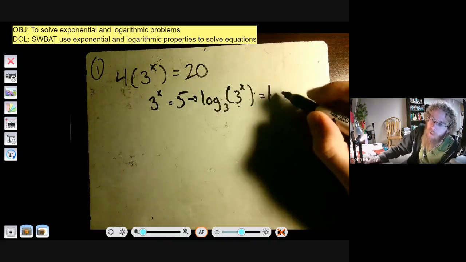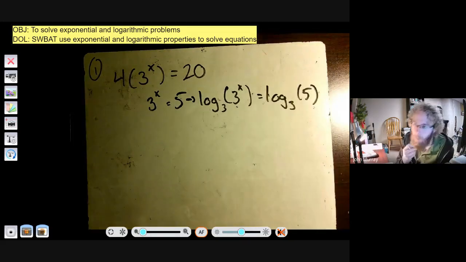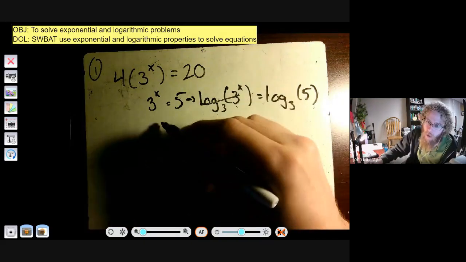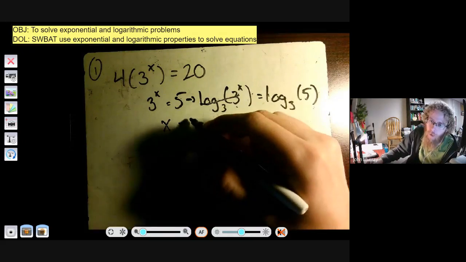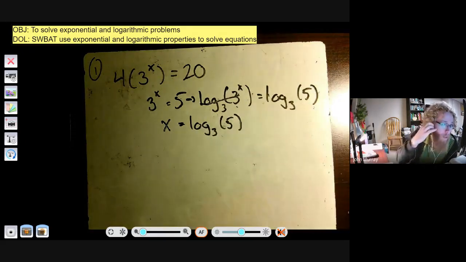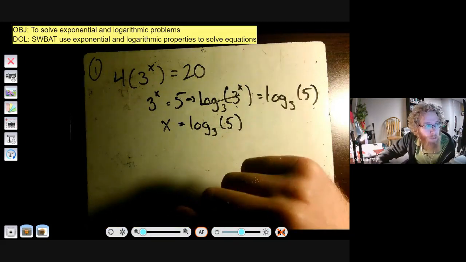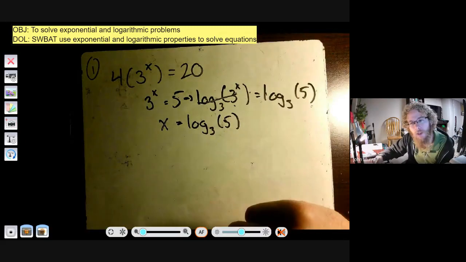Remember, big part of solving equations, whatever we do to one side, we have to do to the other. So through our properties, that gets us 1, and we're left with x on the left side. And on the right side, we're left with log base 3 of 5. Now, in the instructions, I told you to round to 3 decimal places, so you actually had to calculate this.